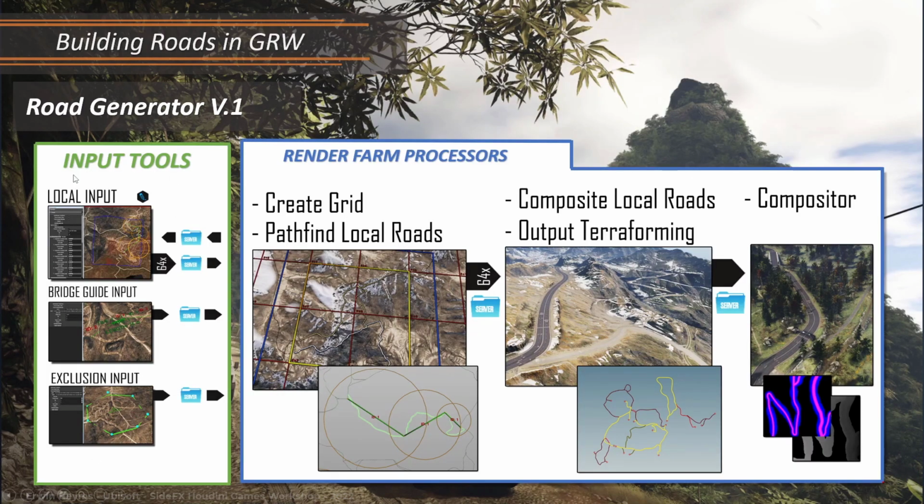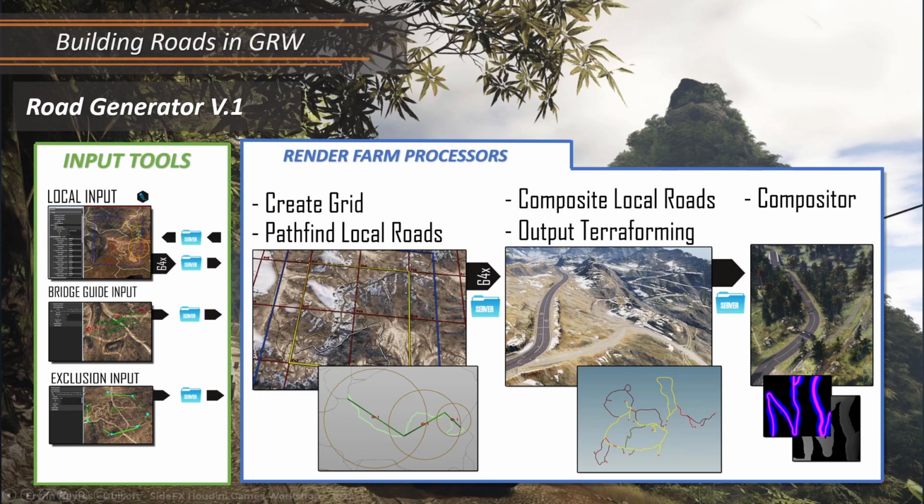So on the left we have the input tools, then we had the grid and the connections and how they would pathfind across the world. This would then be combined together into a larger network of roads for the entire world. We would run the terraformer through that for every tile, and that would then be run through the compositor to be stamped into the terrain.